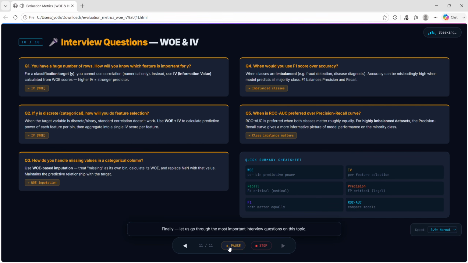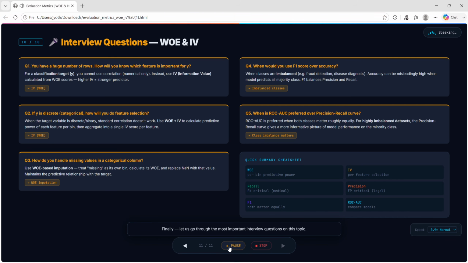Finally, let us go through the most important interview questions on this topic. Question 1. You have a huge number of rows. How will you know which feature is important for y? Answer. Use information value, calculated from WOE scores. Higher IV means stronger predictor. Question 2. If y is discrete, how will you do feature selection? Answer. Again, IV using WOE. Cannot use correlation for discrete targets.